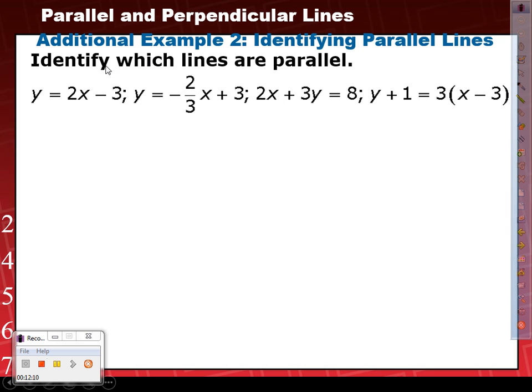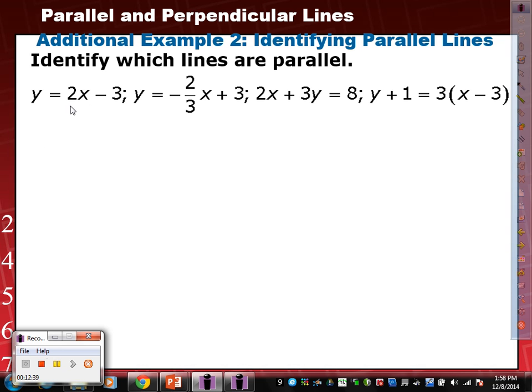Example number 2 says, identify which lines are parallel. Write these down. Y equals 2x minus 3. Y equals -2/3 x plus 3. 2x plus 3y equals 8, and y plus 1 equals 3 times x minus 3. Copy those, please, and then we'll go over it together.